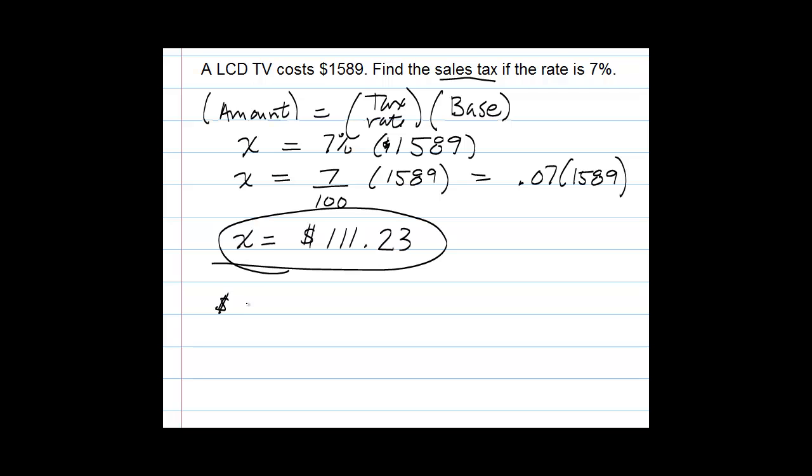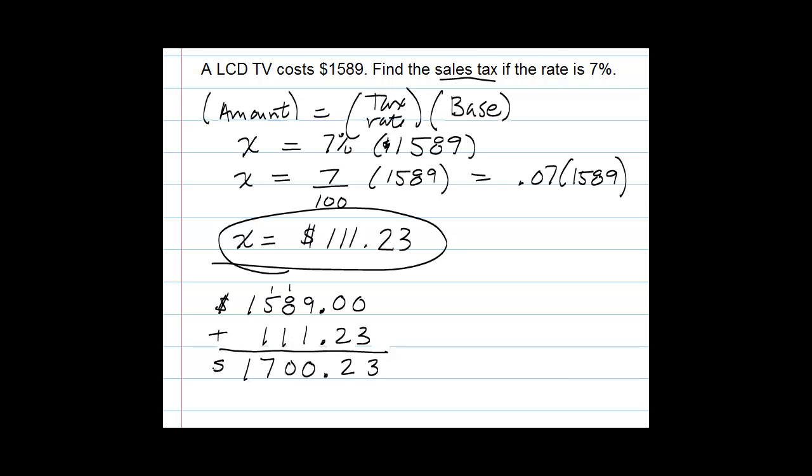So if I need to know how much money I need to take to the store to buy this TV, I will have to add $1,589 to $111.23. When we add decimals, we line our decimal point up, and we add down. 23 cents, and then we add here 10, carry the 1, this is 10, 7. So I better have $1,700.23 when I go to the store to buy the TV. So this is the total amount I will pay, and this is the tax amount.